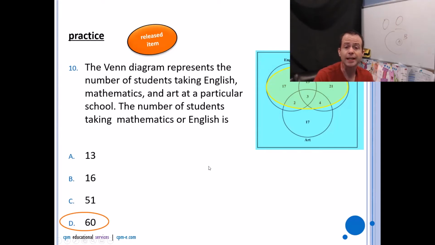Okay, so again, it's not the math that's complicated here. You can add those numbers up in your calculator. It's the visual. You have to understand what math or English means.